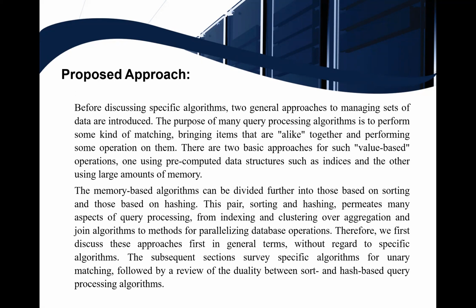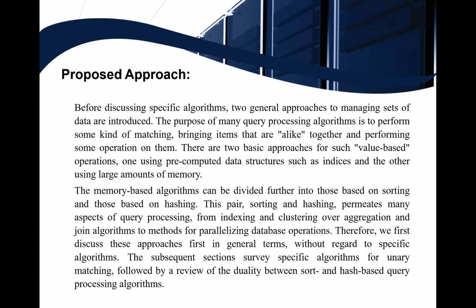So there are two basic approaches for such value-based operations. One uses pre-computed data structures such as indices, and the other uses large amounts of memory. The memory-based algorithms can be further divided into those based on sorting and those based on hashing. So here comes the point. These are the two methods we're going to use for large databases to optimize a query. That's how we evaluate a query.